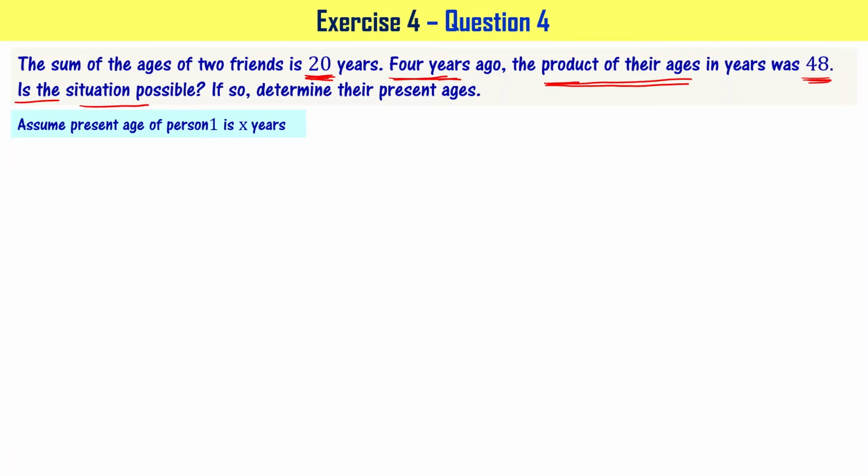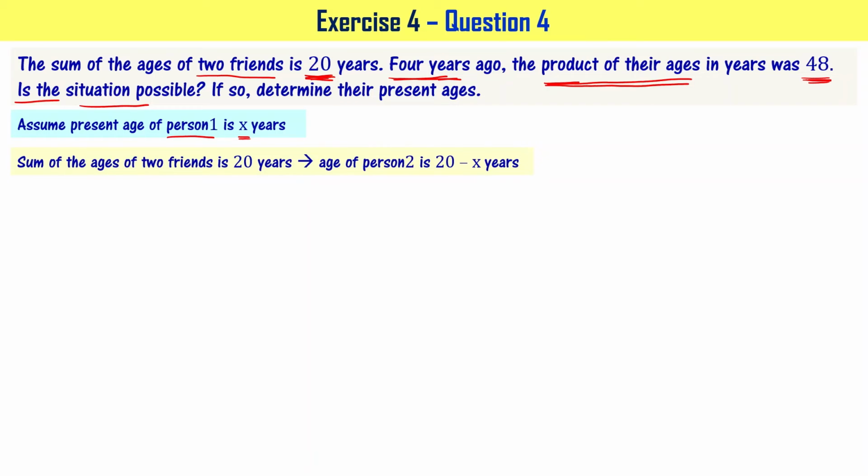Let's assume the present age of person 1 is x years. Two friends are there, right? The first person I am calling person 1, his age is x years. And look at the first statement: the sum of the ages of two friends is 20 years. It means the age of person 2 is going to be 20 minus x years, right? The first person has age x years. The second person has to have 20 minus x years as his age, so that their sum is going to be 20. Got it?